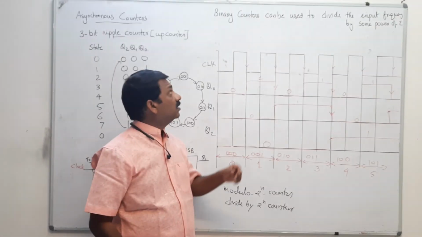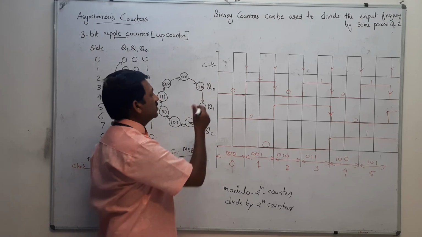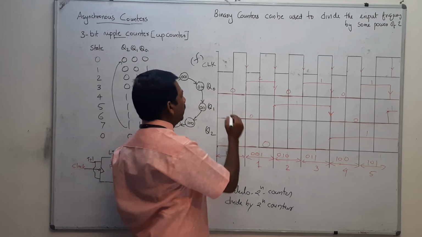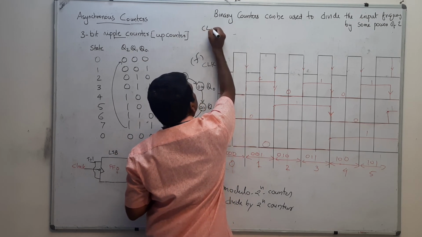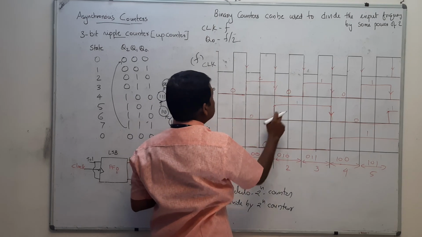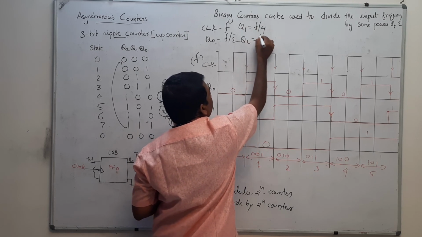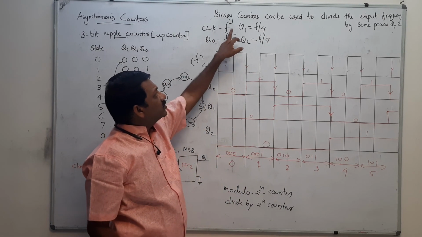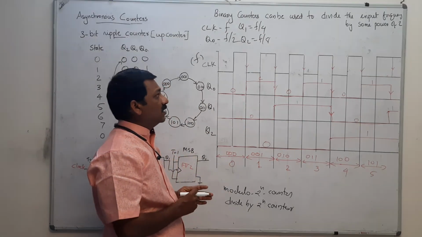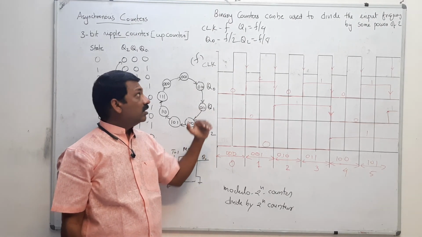An important point is that a binary counter can be used to divide the input frequency by some power of 2. For example, suppose that the frequency of this clock is f. Then the frequency of Q0 will be f by 2, Q1 is having frequency f by 4, and Q2 is having frequency f by 8. This is f by 2 raised to 1, f by 2 square, and f by 2 cube. That means this counter can be used to divide your frequency by a power of 2.